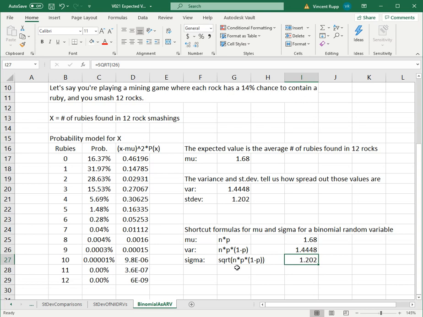So if you're dealing with a binomial random variable, you don't need to go through this whole process of making the probability model and using the formulas. You can just go straight to the shortcut formulas, which is very useful when we start dealing with larger populations and binomials that are in the hundreds or thousands.